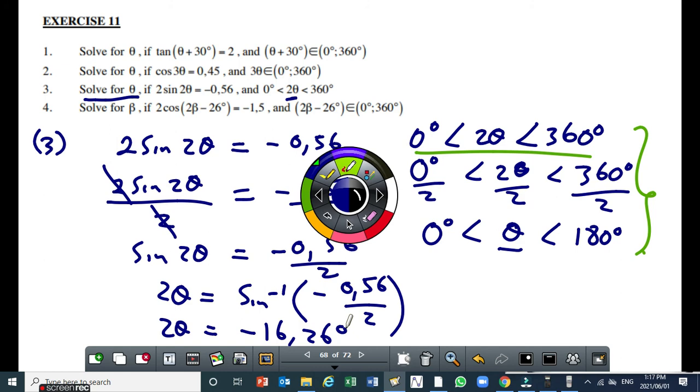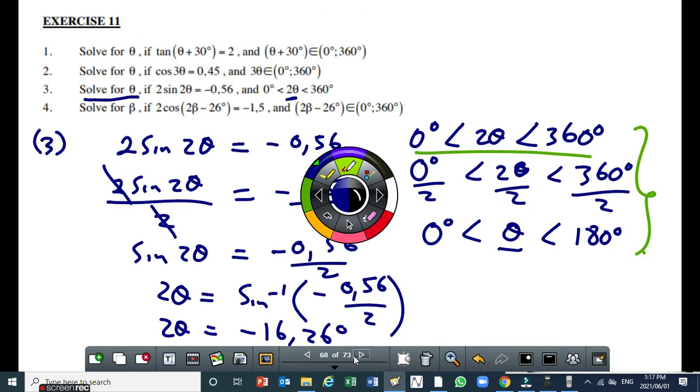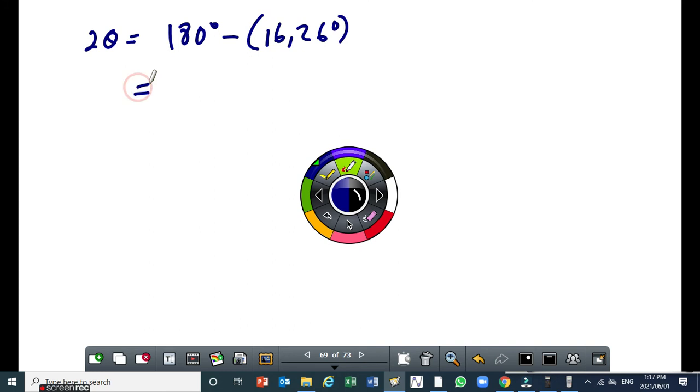So let's do the first one where we subtract. Let me go to the next page. I hope you are following. So 2 theta will be equal to 180 degrees minus minus 16.26 degrees, and that will give me 196.26 is equal to 2 theta. Then I need to find theta, that's the objective.